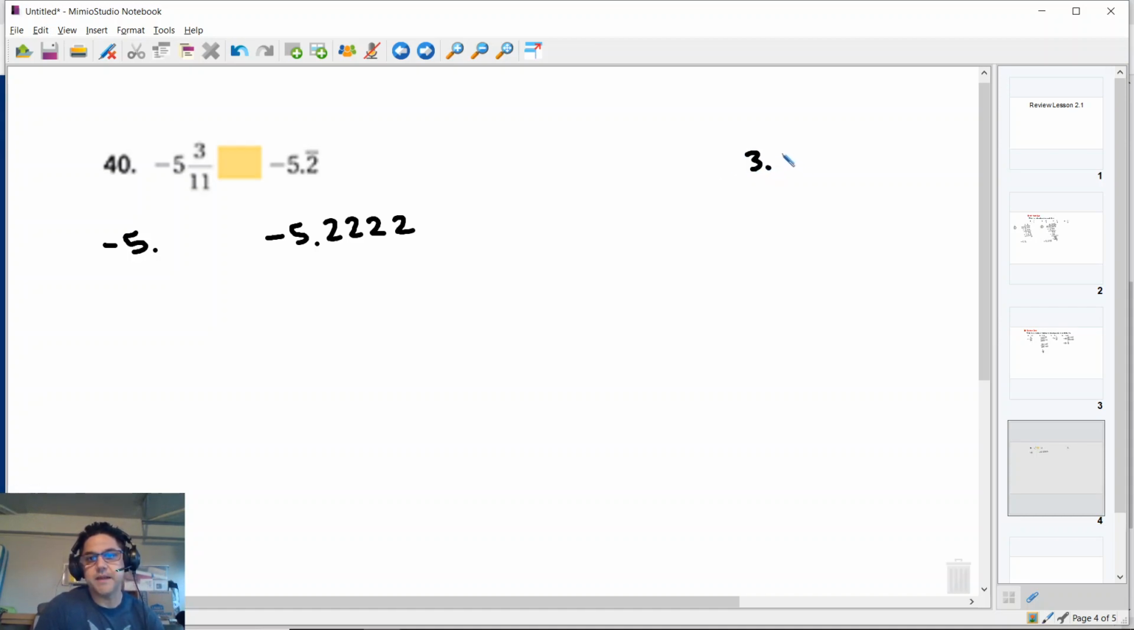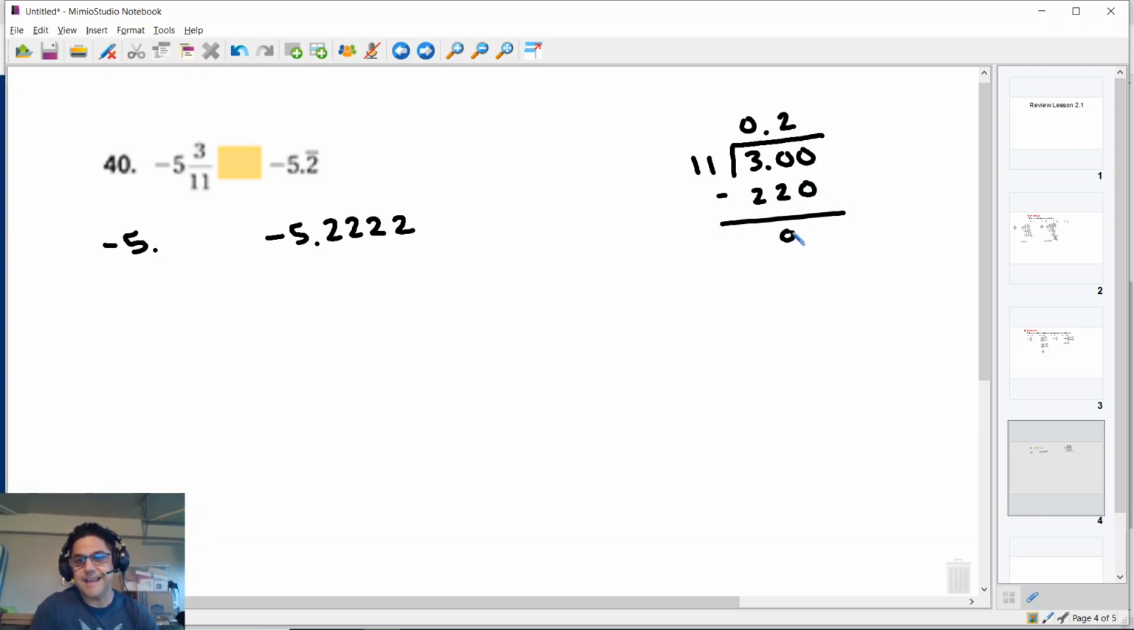Again, my 3 is my numerator. 11 is my denominator. 11 and 3 does not work. So it's going to be a 2, so that kind of makes sense. So 11 times 2 is 22. Subtract that gives me an 80. And that's going to be a 7. You know what? I don't think I need to go any further because obviously they're not that close when we look at the decimals there.